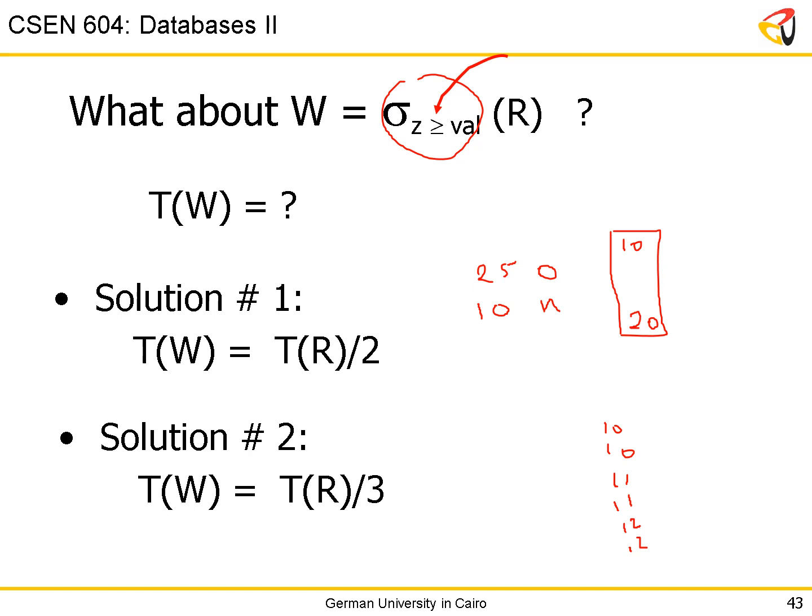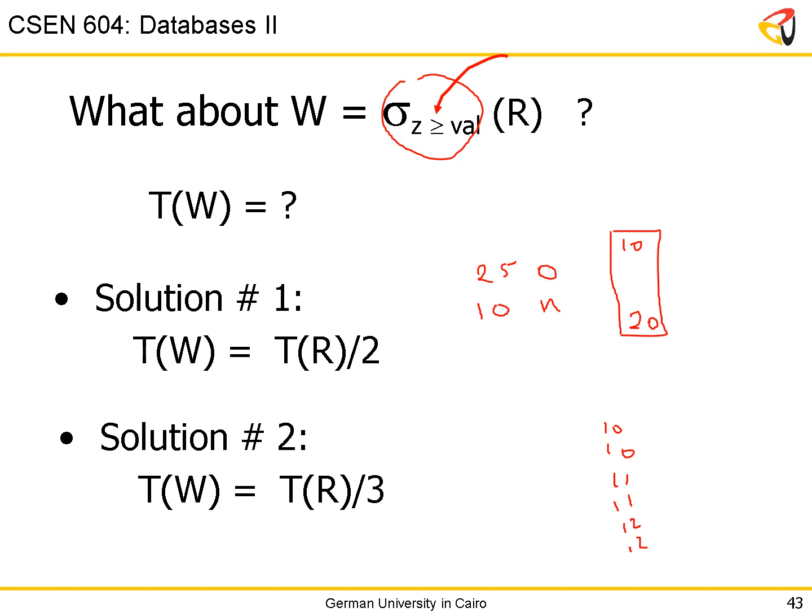So let's try to rationalize where these ratios are coming from. In the case of half T of R, the rationale goes like this. Let me just change my pointer. Let's say you have a column in a table, you're running this query on greater than or equal to val, and the column spans from 10 to 20. And there are no duplicates.